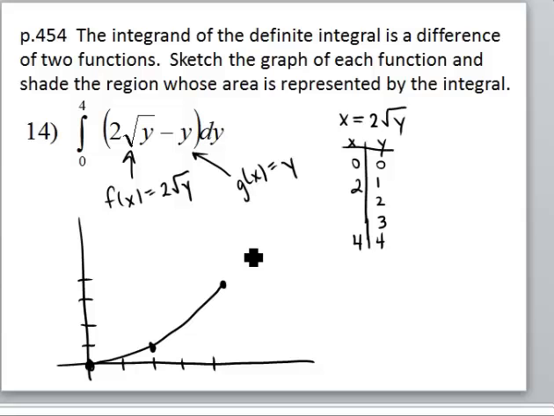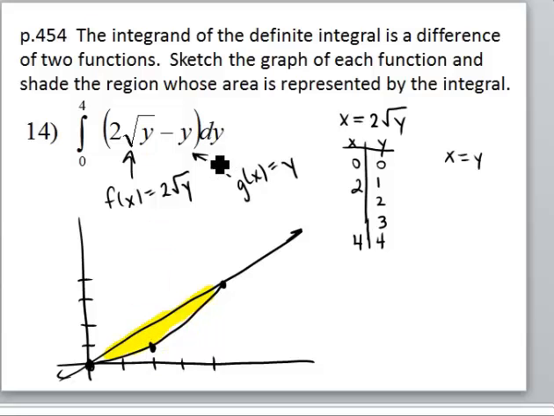And then the second one is x equals y. Well, that's the same thing as y equals x. So it's a line that's going to go through here and here. And there's my answer.